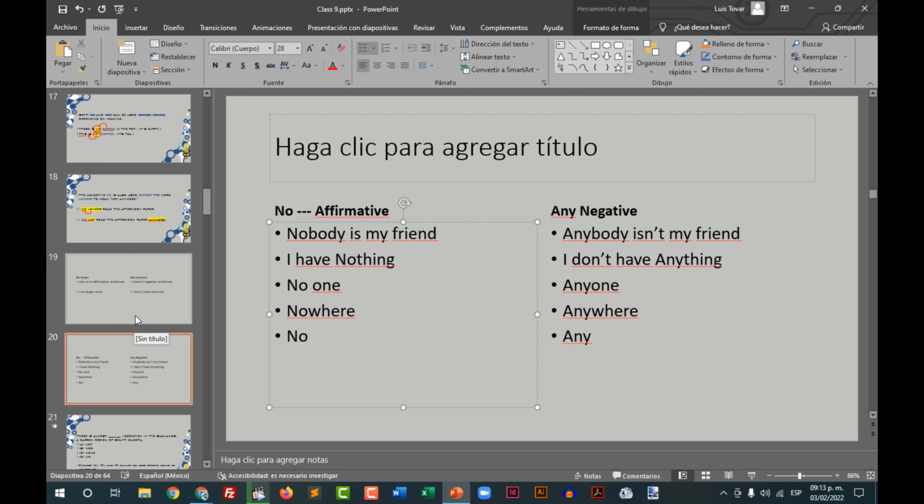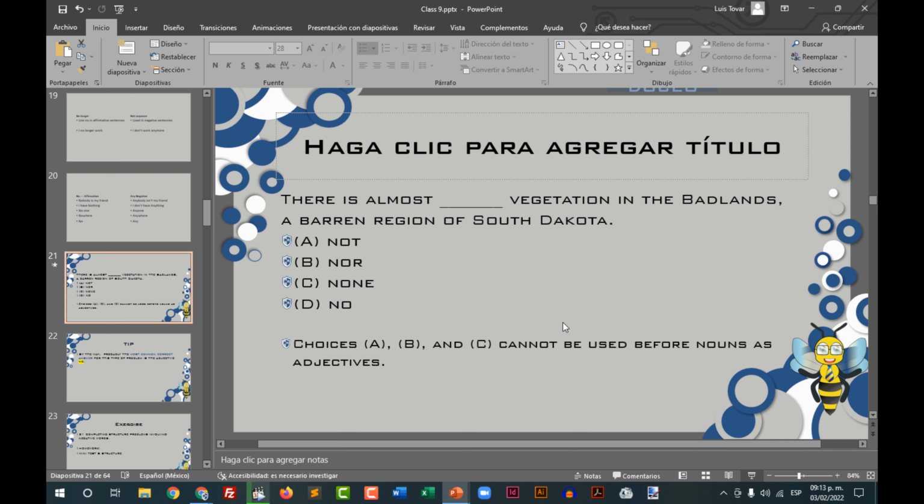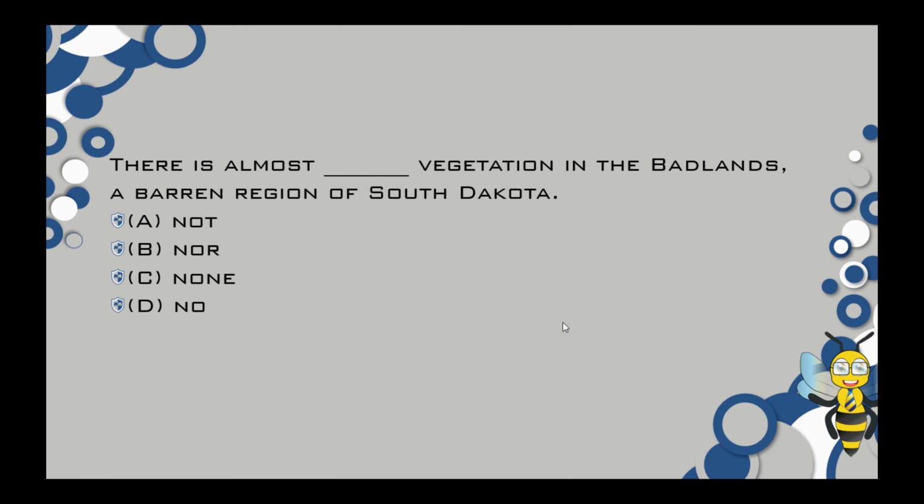So let's check the exercise. It says, there is almost vegetation in the Badlands, a barren region of South Dakota. How would you complete this sentence? Not, nor, none, no. There is almost no vegetation. D, as in letter D. Very good. Yes, it's correct. Letter D is the answer.